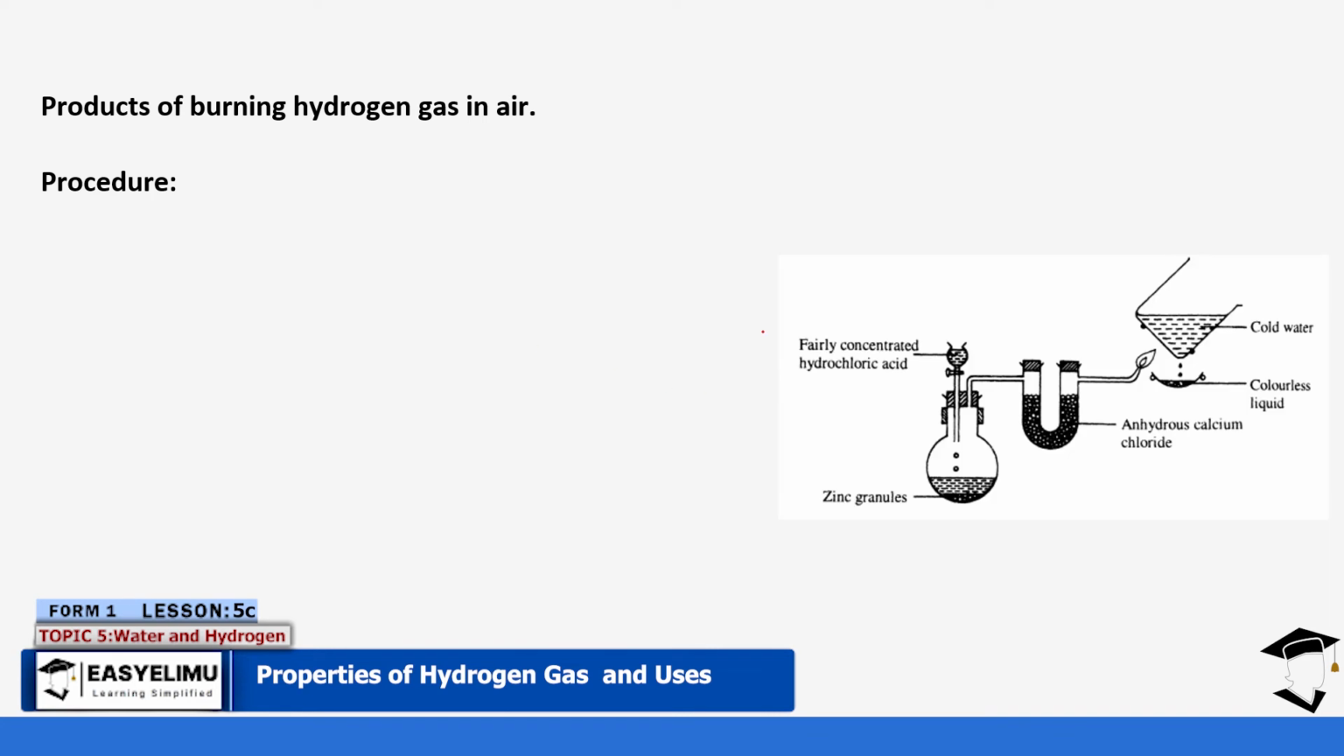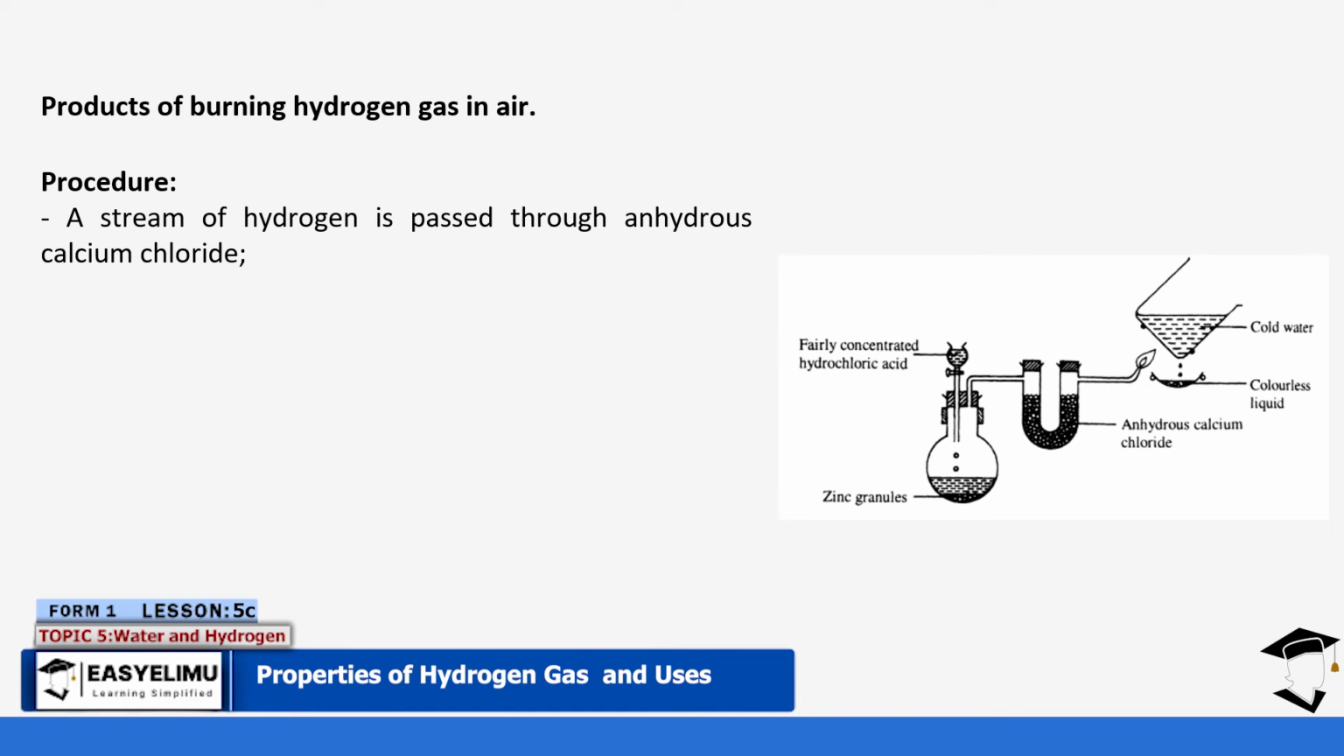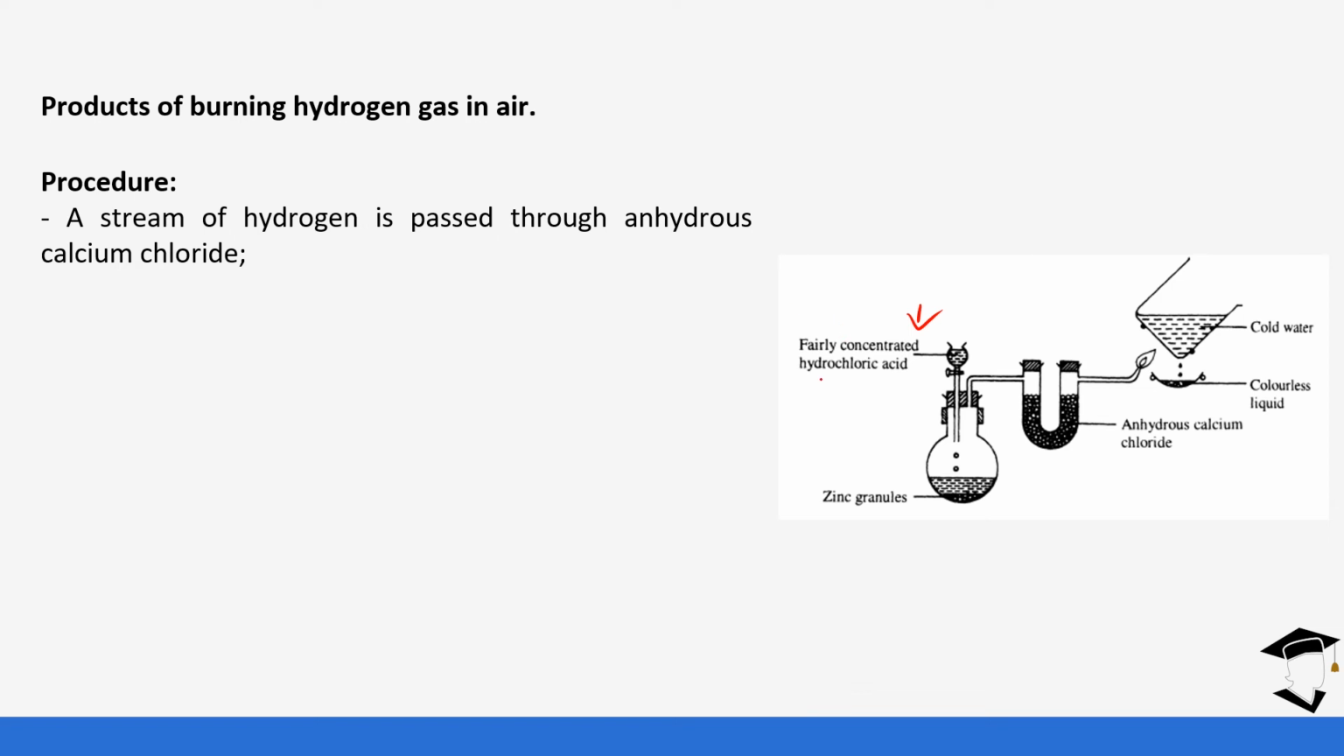So when it comes to burning hydrogen in air, the first thing you notice in our setup is the production of hydrogen. In the first part of the setup, hydrogen gas is produced. Like we said, we use a dilute acid, and the most suitable one is hydrochloric acid, which is going to react with a suitable metal, and we said the most suitable metal is zinc. They are reacted, and then the gas is passed through a U-tube to dry, and the component that is used for drying is anhydrous calcium chloride.